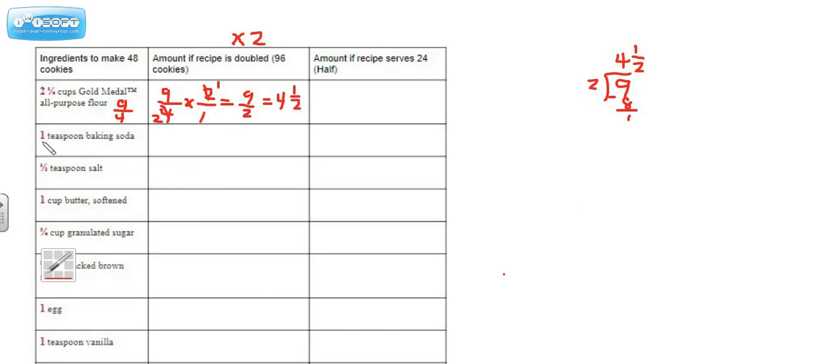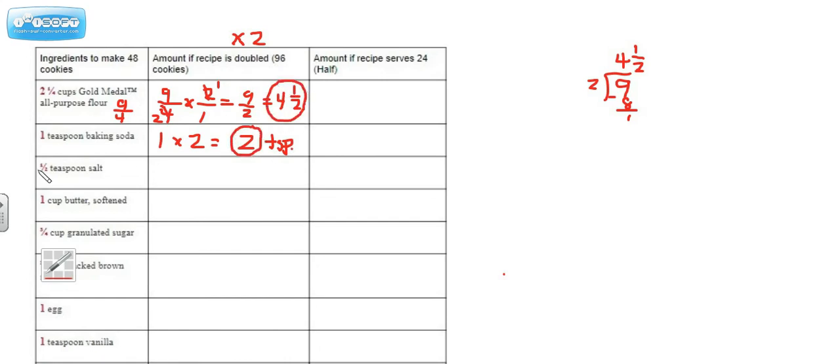All right, so baking soda. If we're doing 48 cookies, we need 1 tablespoon. We just have to take that and double it. 1 times 2 would end up being 2 teaspoons. 2 teaspoons of baking soda. All right, so that's our final answer here, and this is our final answer here.